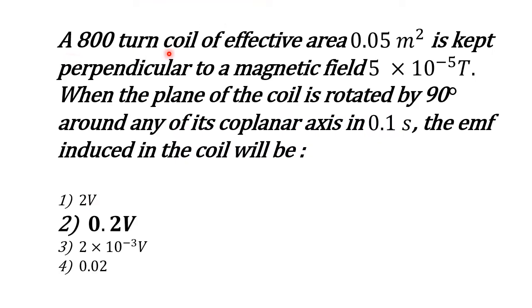An 800-turn coil of effective area 0.05 meter square is kept perpendicular to a magnetic field of 5 × 10^-5 Tesla, and the plane of the coil is rotated by 90 degrees around its coplanar axis in 0.1 second. The EMF induced in the coil will be, what is the EMF? This is the question we are going to discuss now.